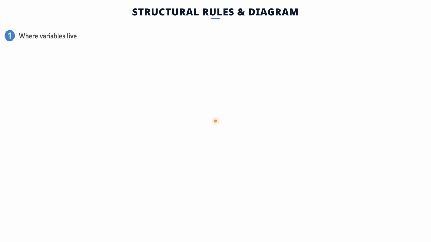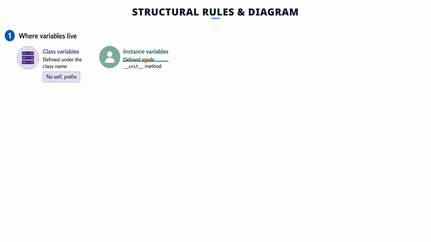So where do we actually put these variables in our code? Let's look at the rules for where variables live. Class variables are defined directly under the class name and crucially, as we see highlighted here, they use no self prefix. On the other hand, instance variables are defined inside the special init method and they always use the self prefix.